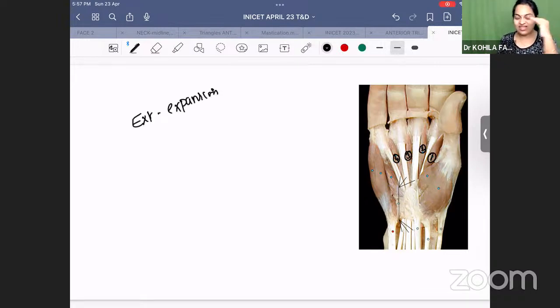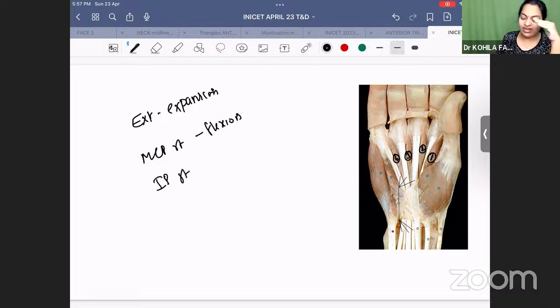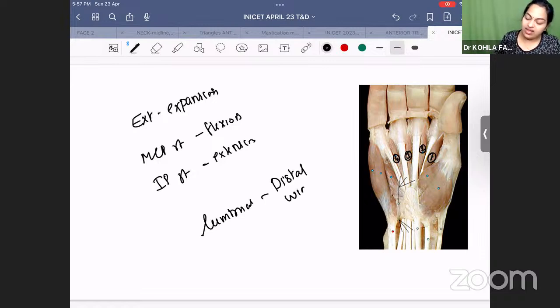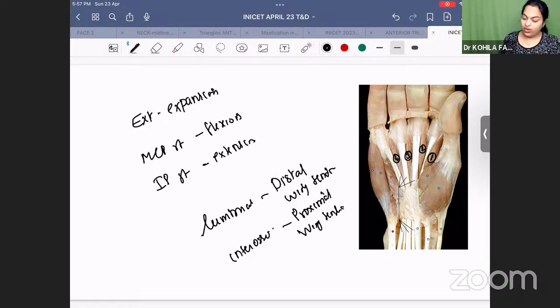And what is the action? Metacarpophalangeal joint flexion, right? And interphalangeal joint, both proximal and distal interphalangeal joint extension. Its paralysis will lead to clawing, okay? And these lumbricals are the distal wing tendons of the extensor expansion. Whereas the interossei insert proximally, so they are called the proximal wing tendons. Okay, so all this you must be knowing.